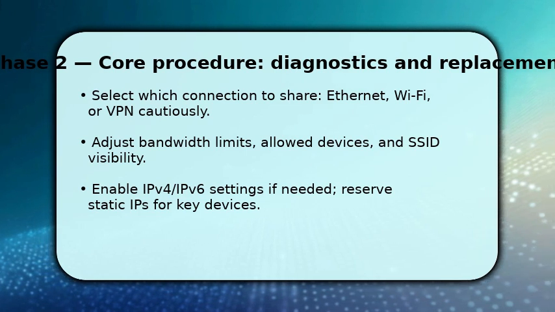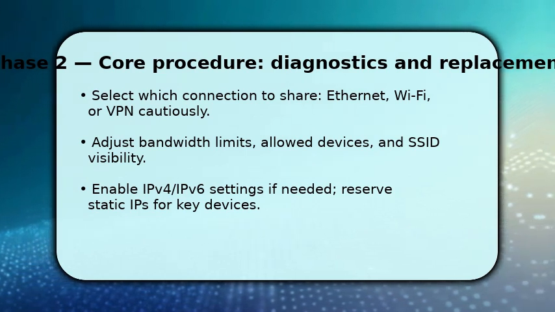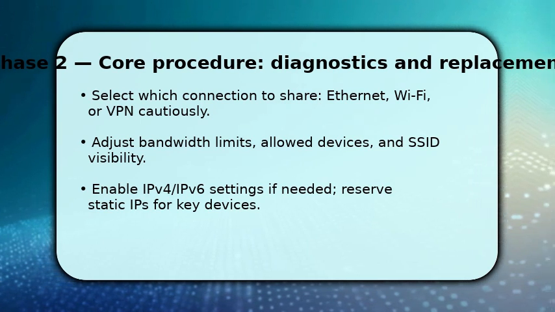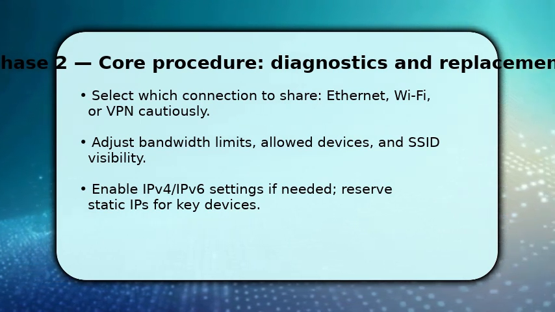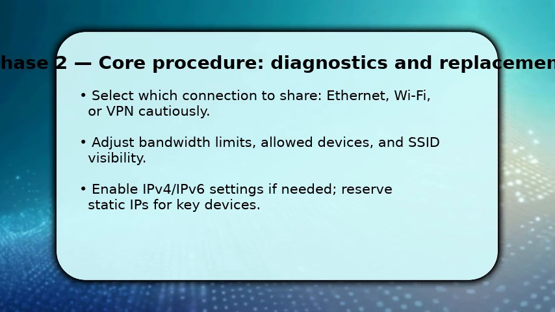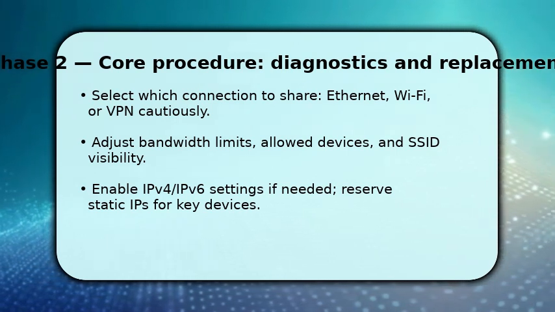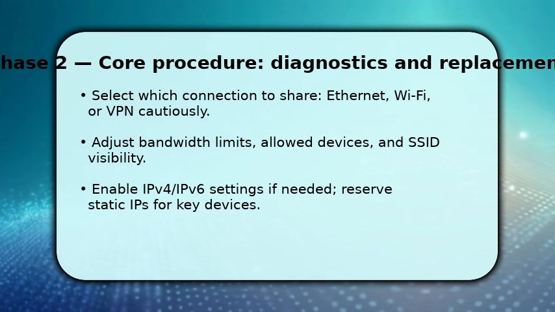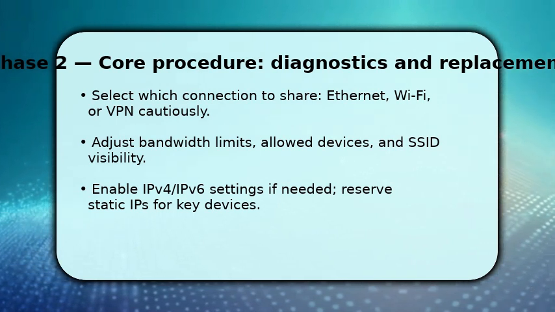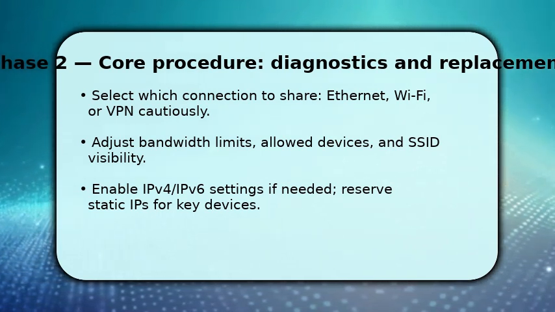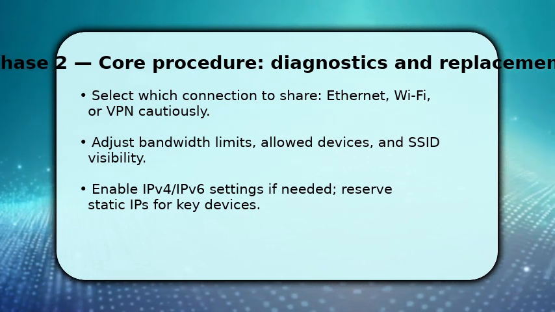First, choose the exact connection to share. Ethernet gives best stability. Sharing a VPN can break routing, so test it. Then limit bandwidth or set a device allowance to prevent congestion, and decide if the SSID should be hidden for privacy. Once done, check IP settings and enable IPv4 or IPv6 as required.